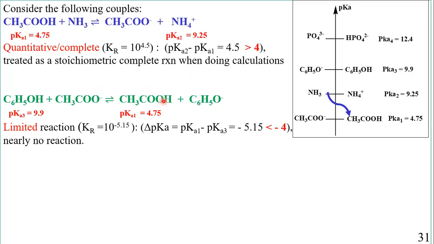Next equation, that one in green. We have C6H5OH. This is phenol, benzene with OH, with acetate, CH3COO-. So let's put these as a couple on a scale. Here is my phenol, and I'm going to make it into phenoxide as a base. And my acetic acid is already on my scale from the previous equation.